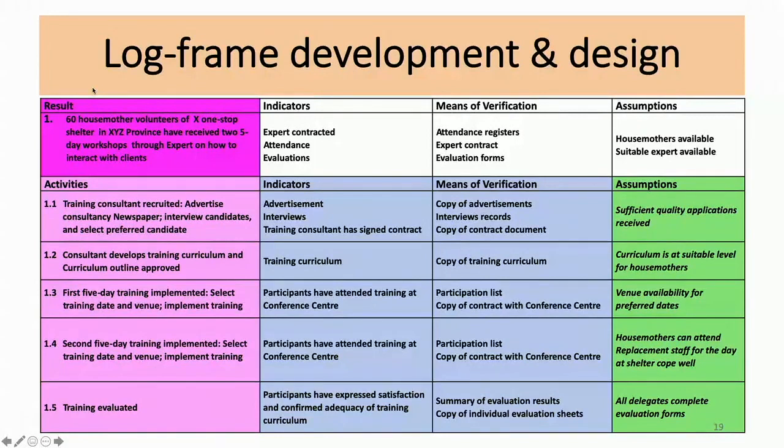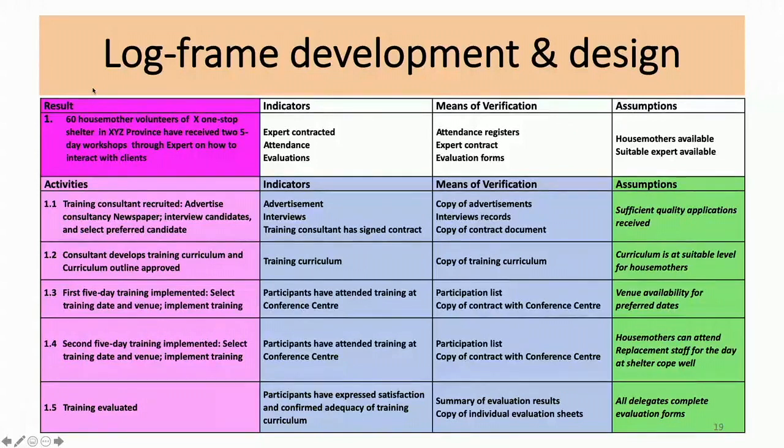Then we have the first 5-day training. How do we know? What will the indicator be? 60 of the mothers attended. We'll have attendance registers. Conference venue is booked. We have a record of that. The means of verification: the invoice for the conference, the attendance registers.